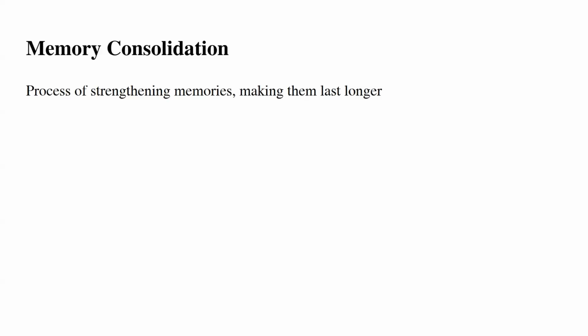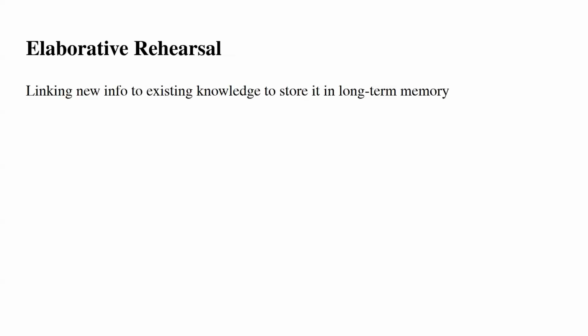Memory consolidation is the process of strengthening memories, making them last longer. Maintenance rehearsal is repeating information to keep it in short-term memory. Elaborative rehearsal is linking new information to existing knowledge to store it in long-term memory. Autobiographical memory is the memory of personal experiences and events. It is similar to episodic.